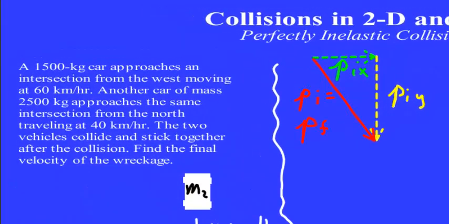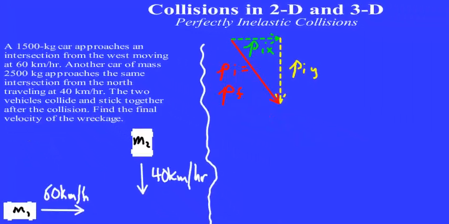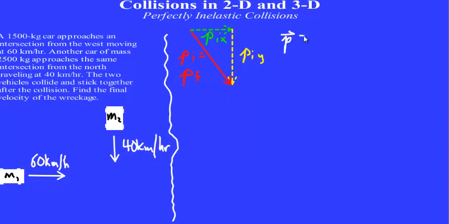Even though we don't actually have diagonal motion during the initial part before the collision, we can still represent their total momentum that way, right? Because we have some x momentum, we have some y momentum. What that allows us to do is write out the momentum using our unit vectors.